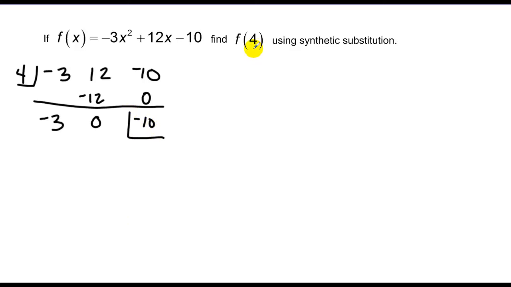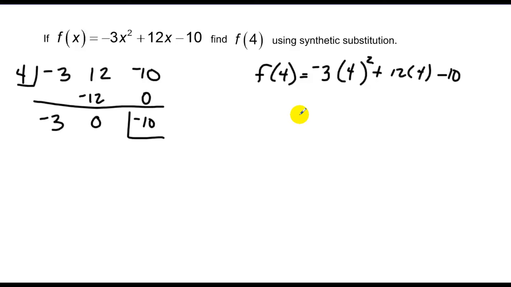And we could find the remainder again by just substituting straight in, find f of 4, and show that it gets the same quantity. 3 times 4 squared plus 12 times 4 minus 10 is equal to negative 48 plus 48 minus 10, which is negative 10. And we get the same thing whether we're using synthetic substitution or we're using the remainder theorem.